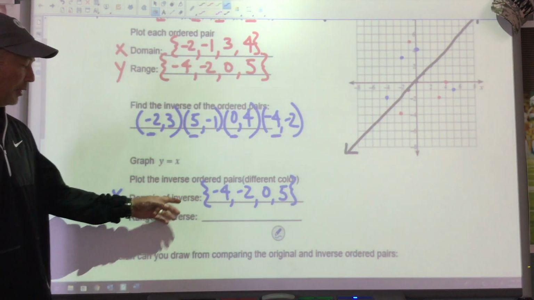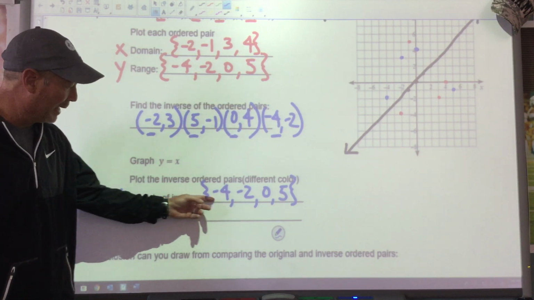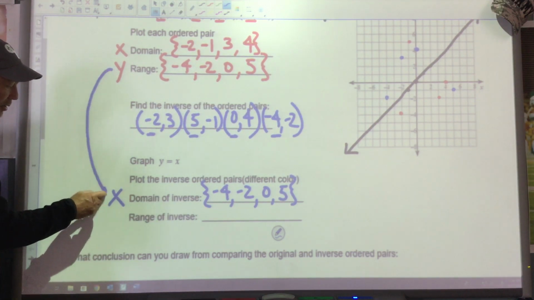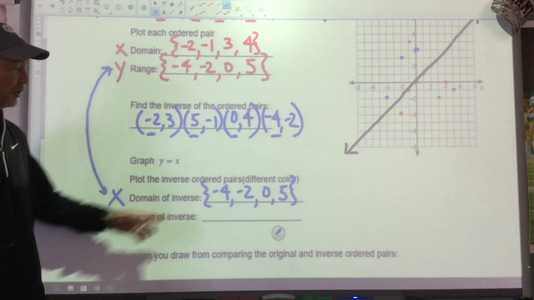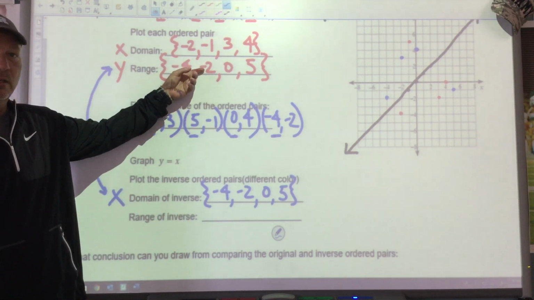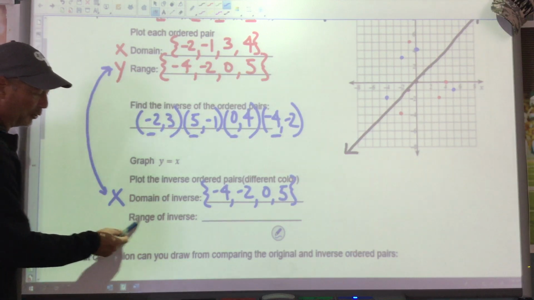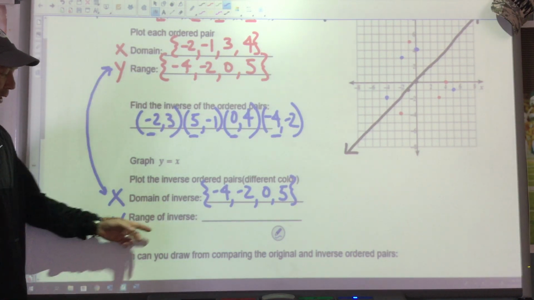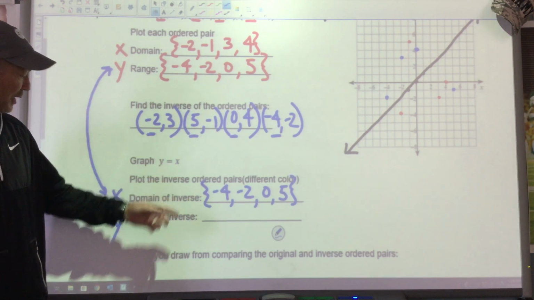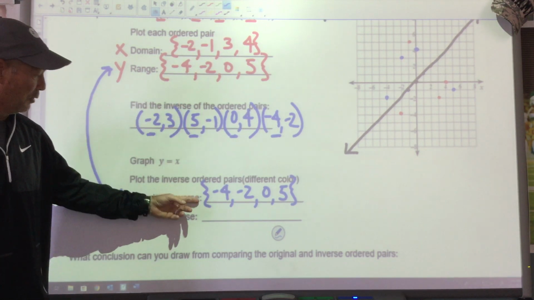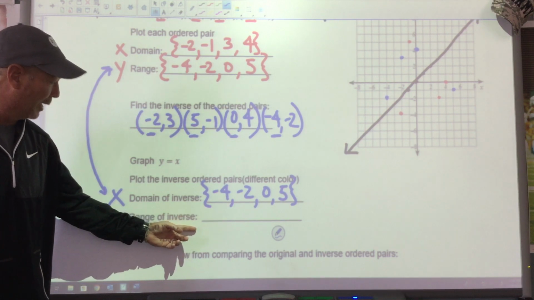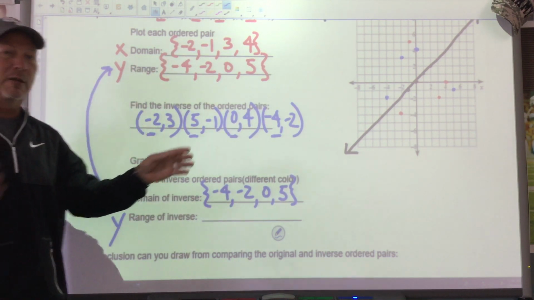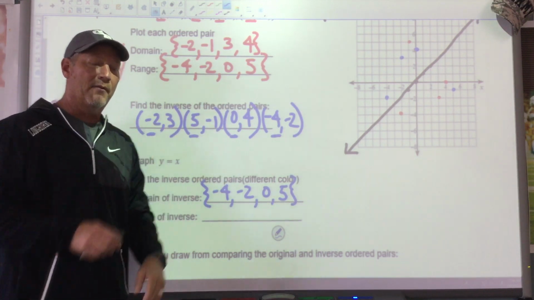But I want you to notice, look at this domain of the inverse. And look at the range. Those are the exact same thing. So if I ask you to find the range of the inverse, which is our y values, what do you think this is going to look like? If this range is this domain, what do you think this range will be? It's going to be the original domain because we flip-flopped, or we swapped, the x and the y values.